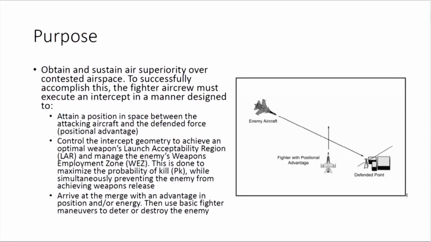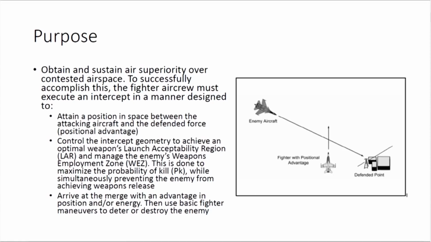So at its most basic, the purpose of an air-to-air intercept is to obtain and sustain air superiority over contested airspace. So what we're trying to do essentially is to place our aircraft in a position in space that achieves a positional advantage over an enemy aircraft. Positional advantage can mean placing ourselves in between the enemy and a defended point or a defended piece of airspace or a defended target, the fleet.